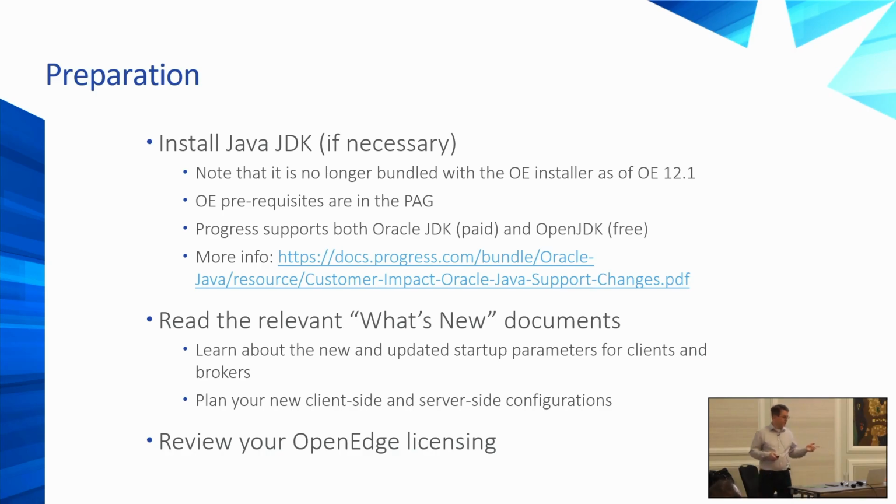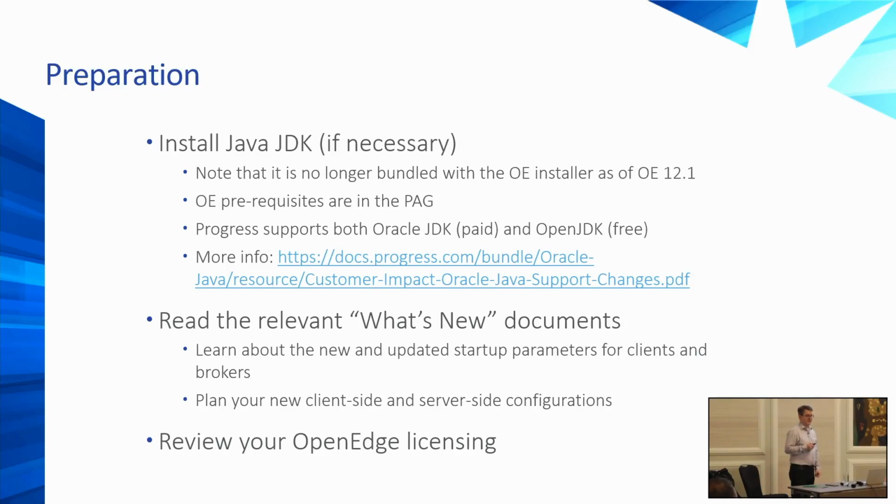I haven't talked about this before, but after 12.1, the JDK is no longer bundled in the Progress installer. If you've gotten used to that in 11, that you just get it for free, thanks to Oracle, we now have to install that separately. So Progress does support both the Oracle JDK, which is a paid product, or the OpenJDK, which is free and open source. And there's a link there to the policy document from Progress that explains why this change is being made. It wasn't under their control.